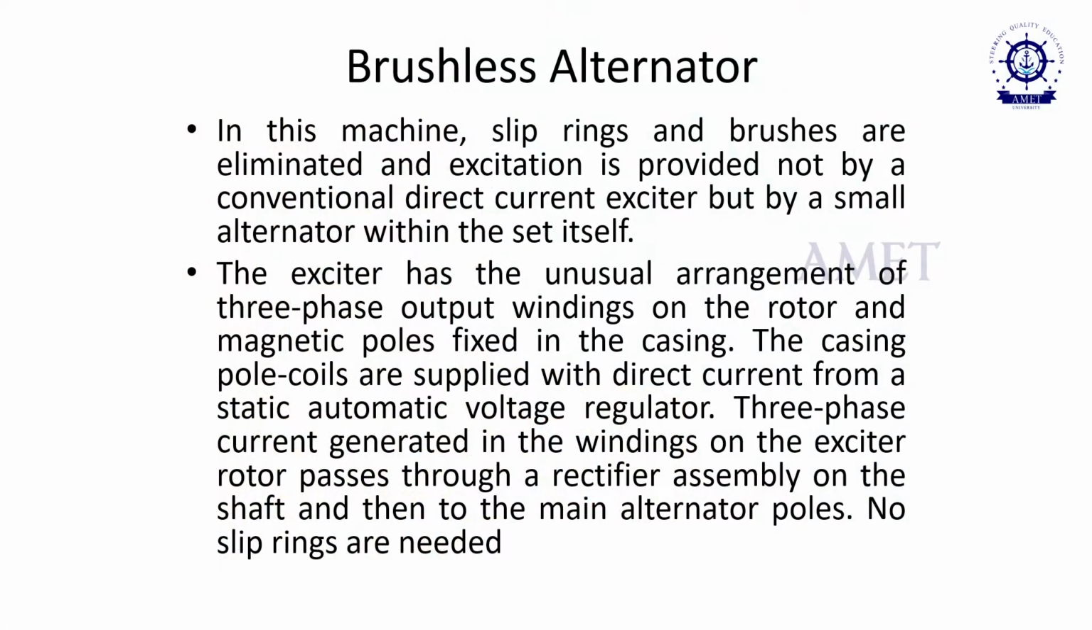That rectified DC will be given to the field winding of the main alternator. So this is the main difference between a usual alternator and a brushless alternator. A brushless alternator does not have any brushes, slip rings are eliminated, and it has one more small alternator to excite the main field winding.